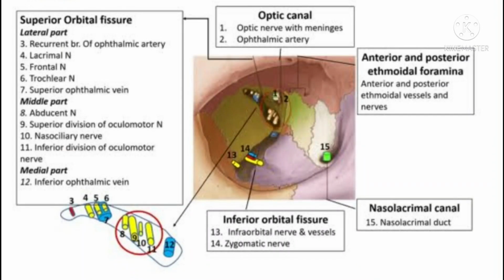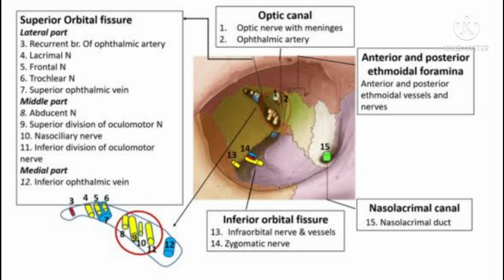The contents of the orbit are the eyeball, which is obviously the most important content, the muscles of the eye, fascia bulbi, nerves, which I have already mentioned in the starting, ophthalmic artery, ophthalmic veins, lacrimal gland and orbital fat. Also now we are going to study the structures passing through the various foramina or canals present in the orbit.